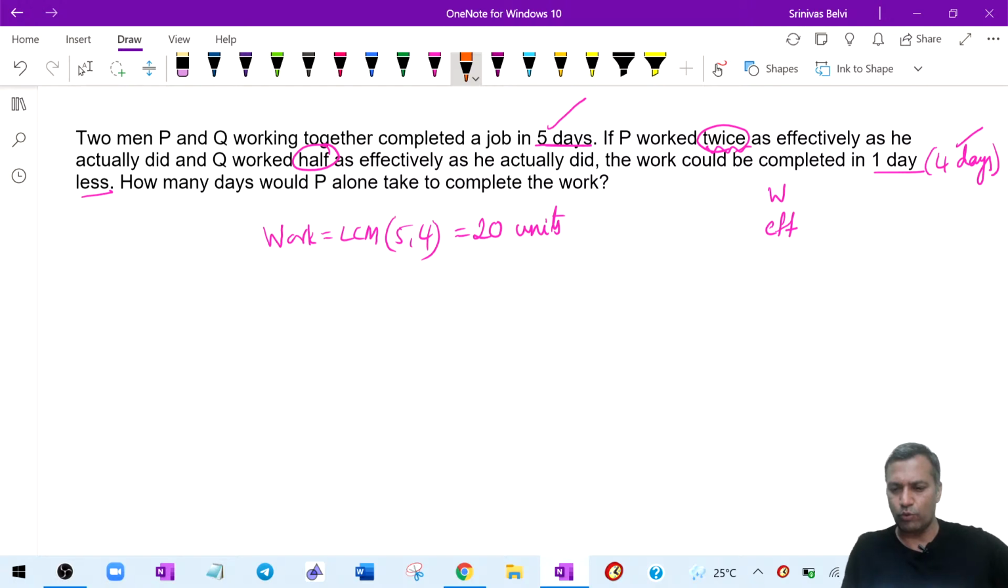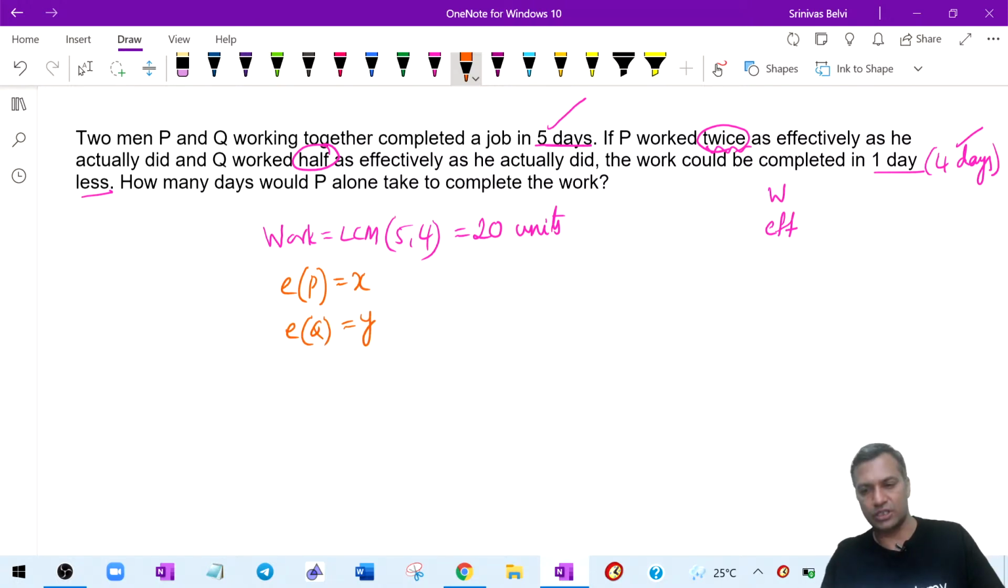Fair enough. Okay, what is the efficiency of P? There is no way you can find out. Therefore, I will say let the efficiency of P be X. All right, what is the efficiency of Q? Let's say the efficiency of Q is Y. But rather, I will not take Y. I will take the efficiency of Q as 2Y. You may wonder, why take 2Y?